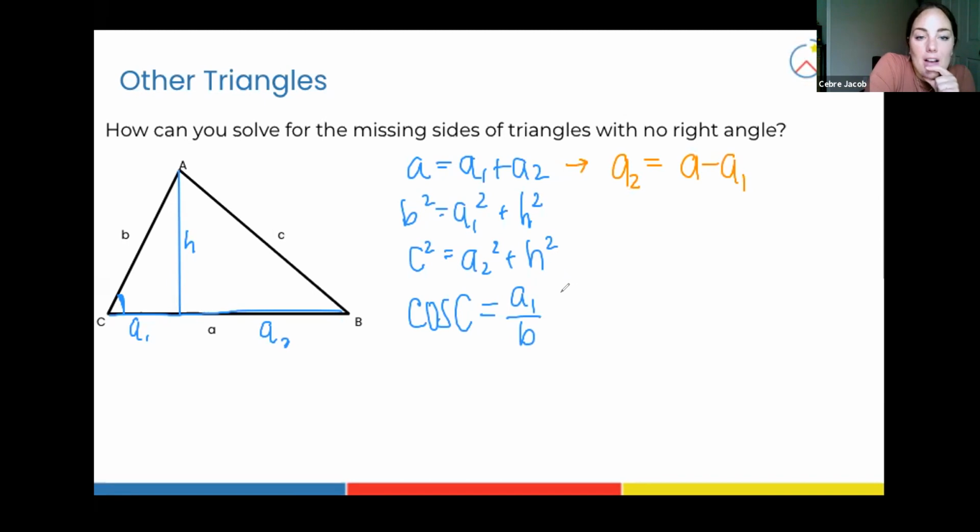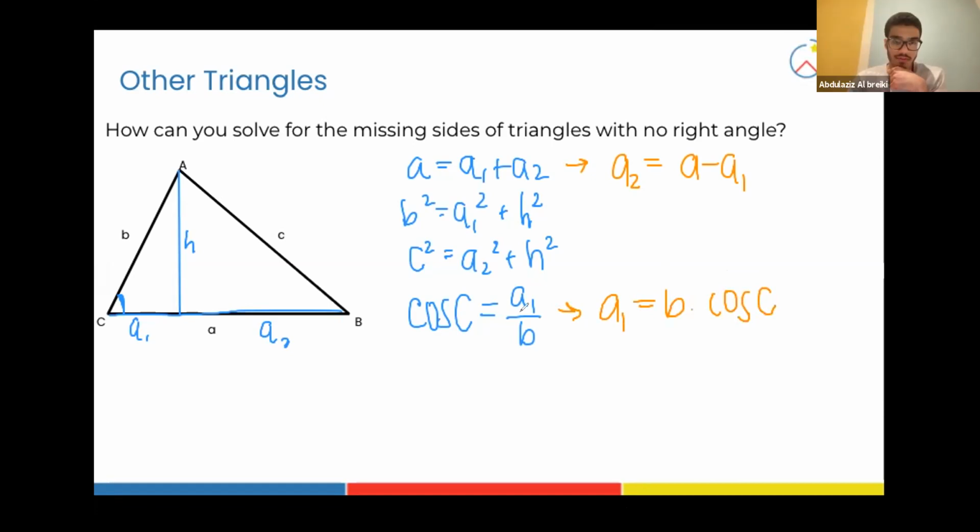Now, what we also have is that A sub 1 right here, if I multiply both sides by B, I have A sub 1 equals B times cosine of C. Do you guys agree with that? Wait, I don't get that one. So okay, sorry. I was looking at the equation above, not the bottom one. I focus on the wrong thing. I can see that.